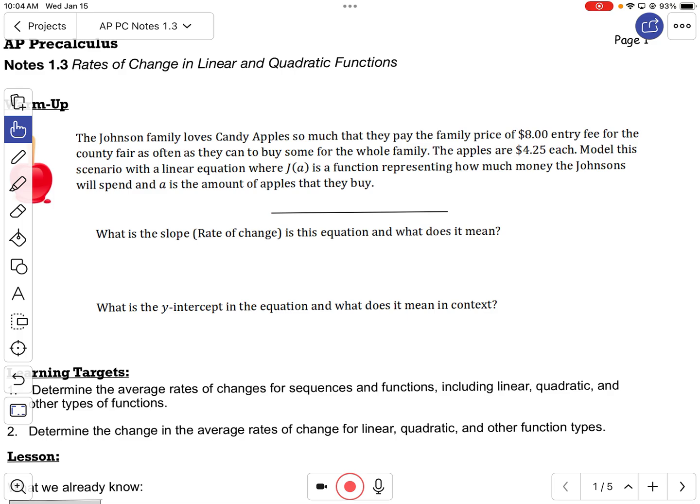The Johnson family loves them so much that they pay the family price of $8 entry fee for the county fair as often as they can to buy some for the whole family. The apples are $4.25 each. Model this scenario with a linear equation where J of A is a function representing how much money the Johnsons will spend, and A is the amount of apples that they buy. What do we get for that?